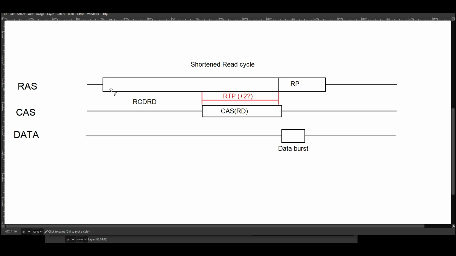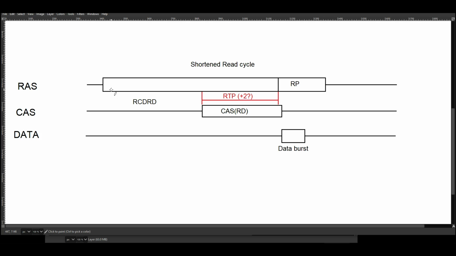We actually need to add the two clocks for the data burst on top of this, because the read to pre-charge would be happening from when the first column is selected to when the first column is safe and clear of the sense amplifier. So we need to add the 2 cycles for the rest of the columns in that burst to clear the sense amplifier, and then we can start the pre-charge.